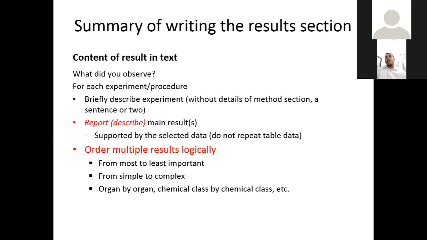The first one, you should have a brief description of the experiment, without describing in detail as in the method. Remember, in methodology, you already described the experiment, right? How many samples you need, how many samples you add with the reagent and so on. So don't repeat it again here. In the result part, just tell it briefly.